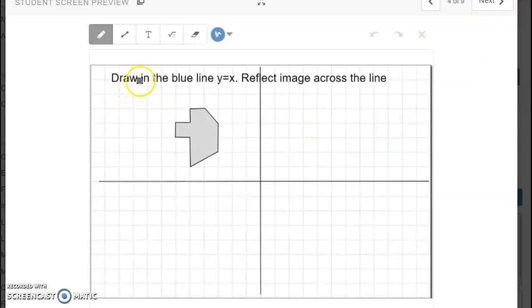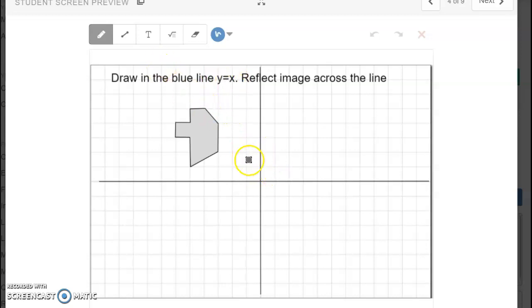Now this time it's asking you to draw in the blue line, that is y is equal to x, and then reflect the image across that line. Now this gets a little bit tricky, but let's try. The first thing we need to do is draw our line y is equal to x. From the beginning of the class, what did y is equal to x look like? Was it a vertical line, a horizontal line, or a diagonal line? It was a diagonal line, right? With a slope of positive 1, where the x value and the y value were the same.